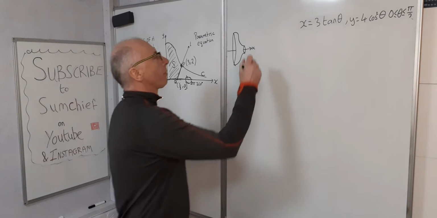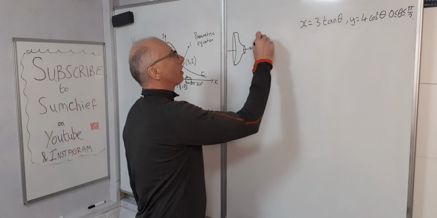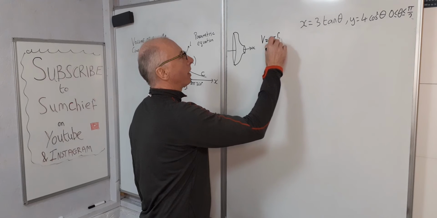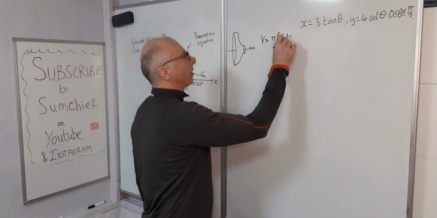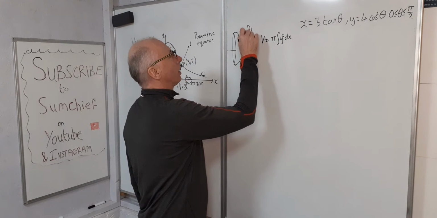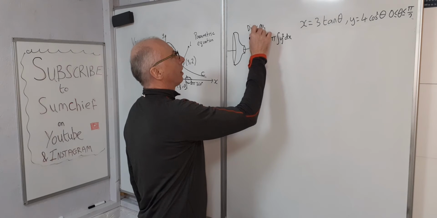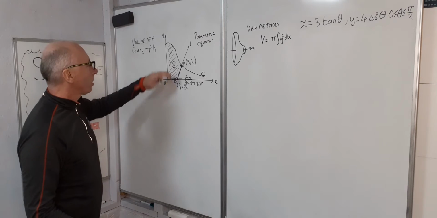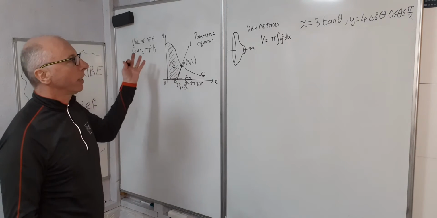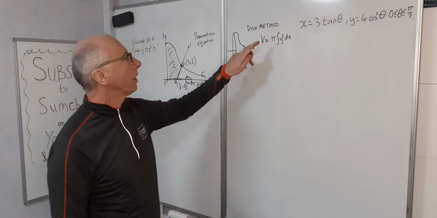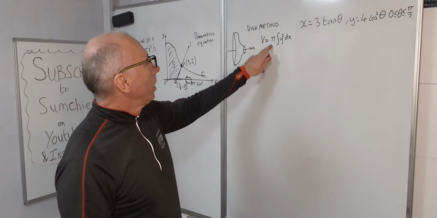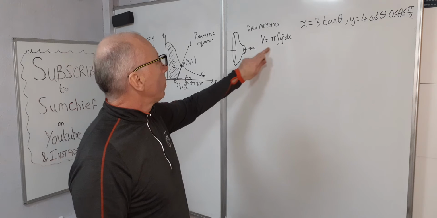The volume of this uses what's called the disk method, and the formula for that is pi integral of y squared dx. That's what you use every time you rotate something around the x-axis. You can also rotate it around the y-axis, but for today we're going to rotate around the x-axis. Okay, so let's see what we can do with this formula.